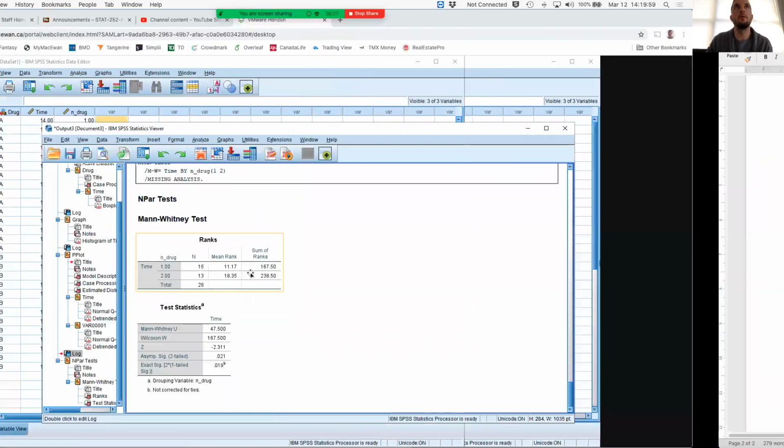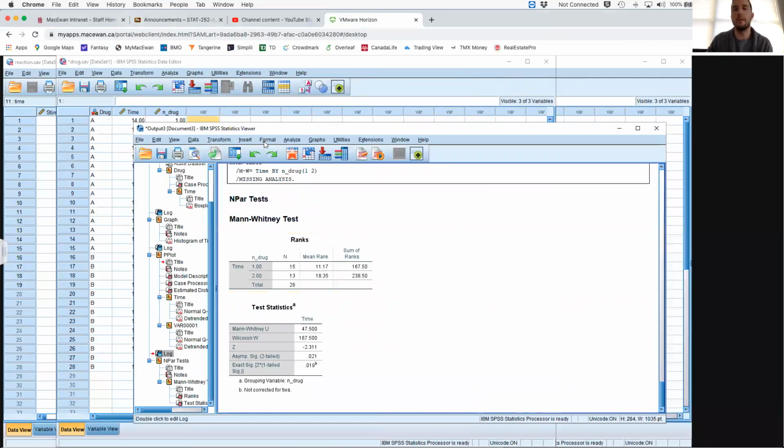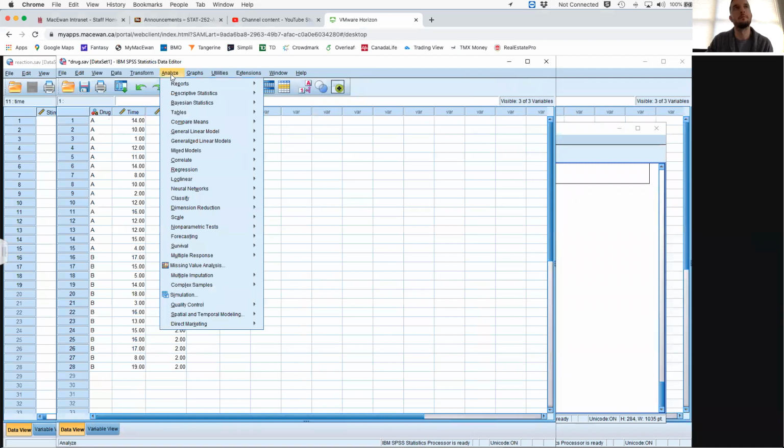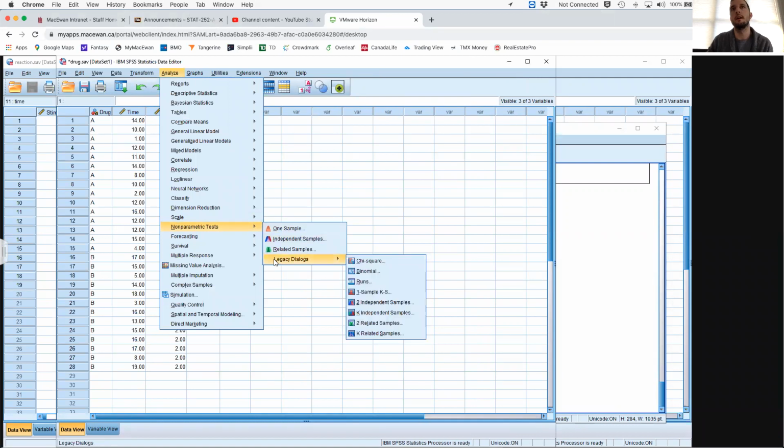Where did you go in the menu again? I went to run the test, you mean? So analyze, non-parametrics, legacy dialogues, 2 independent samples.